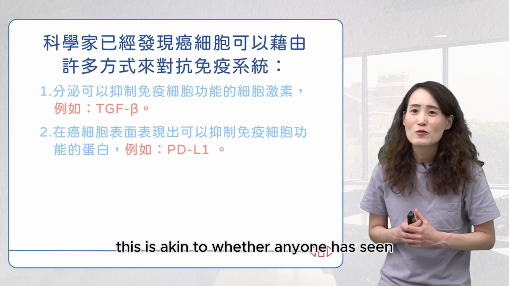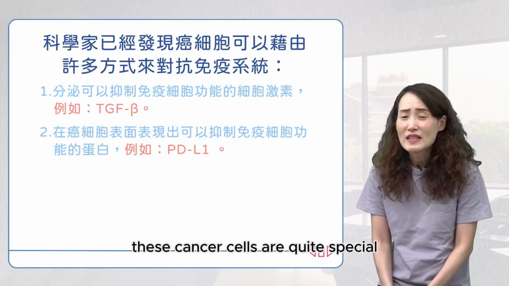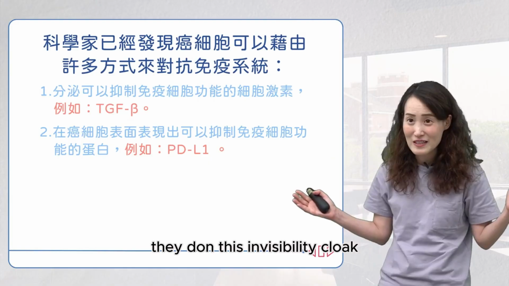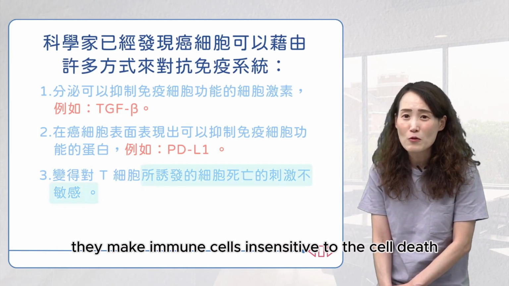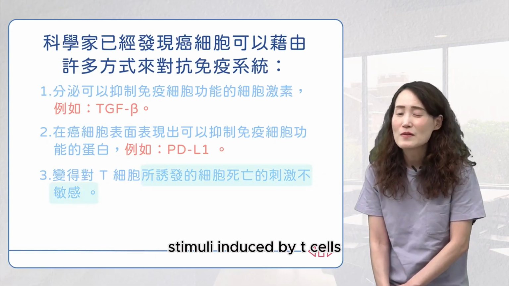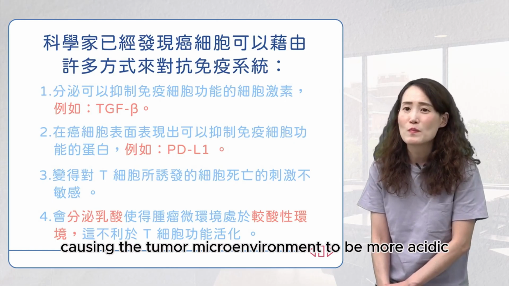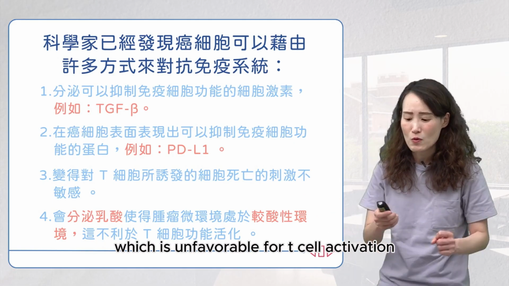This is akin to the invisibility cloak in Harry Potter, has anyone seen it? These cancer cells are quite special. When immune cells attempt to attack them, they don this invisibility cloak, preventing immune cells from detecting them. Moreover, they make immune cells insensitive to the cell death stimuli induced by T cells. They secrete lactic acid, causing the tumor microenvironment to be more acidic, which is unfavorable for T cell activation.